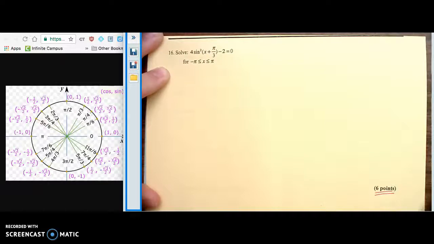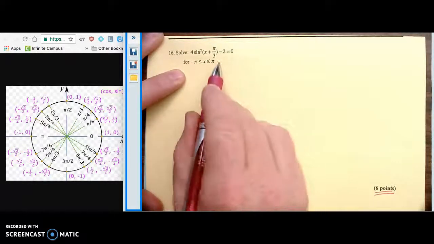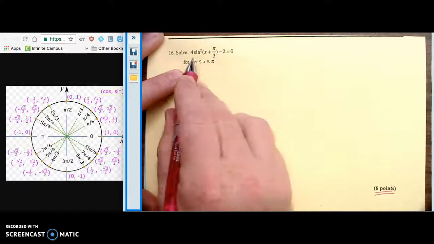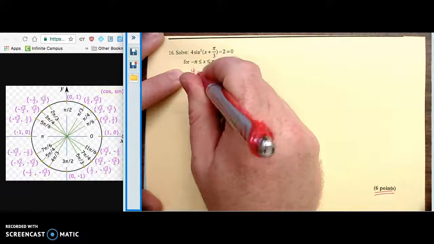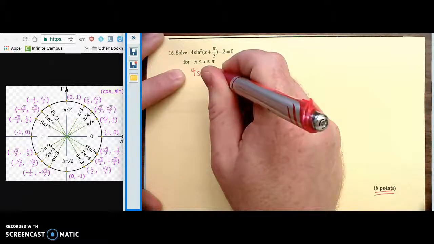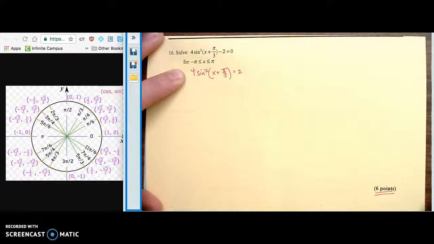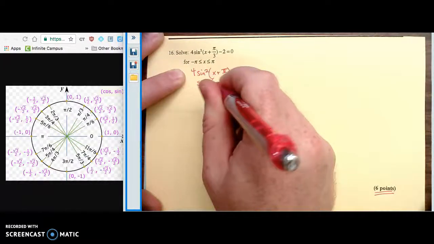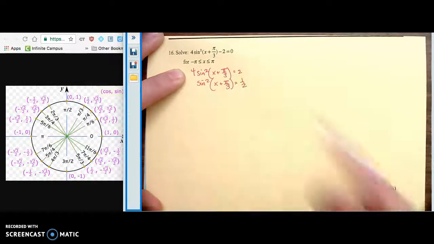So most of you guys didn't have too much trouble when you started off this problem by getting the sine part by itself. By adding 2 to both sides, most of you came up with 4 times sine squared of x plus pi over 3. Then most of you had no trouble dividing by 4, coming up with sine squared of x plus pi over 3 equals a half. And most of you guys took the square root just fine.